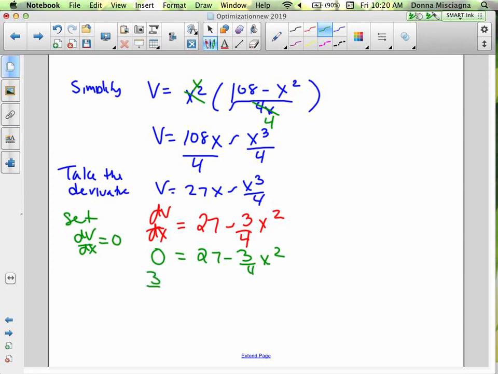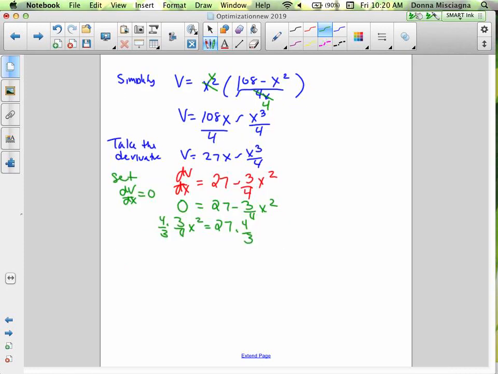So 3/4 x squared equals 27. Let's just multiply by 4/3. First, I have to write smaller. Man, I'm taking way too much space. This will cancel. That cancels, of course. I've got x squared equals 36. Take the square root. Technically, there's two answers, plus and minus 6. Which one is outside the feasible domain? Negative 6 is outside the feasible domain.